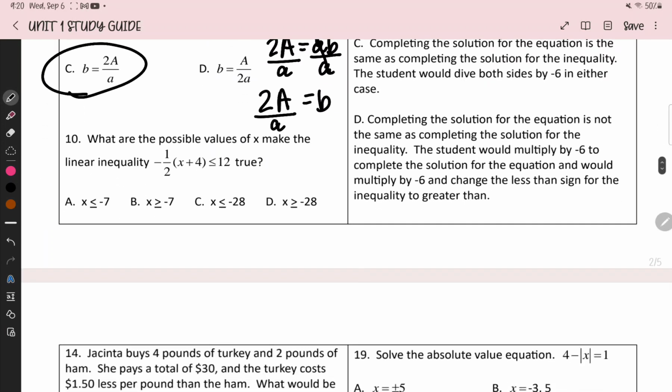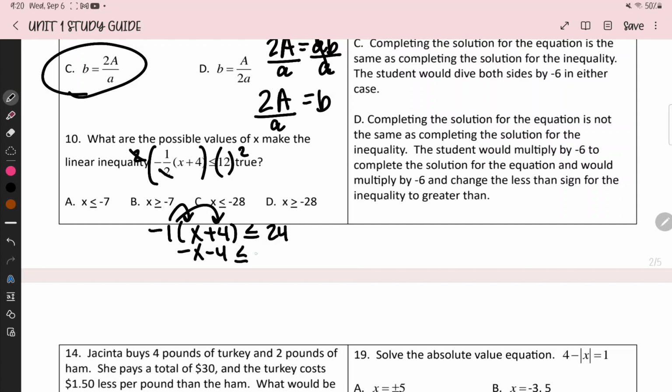Number 10, what are the possible values of X here? So all I'm going to do, again, is get rid of the fraction. I'm going to multiply both sides by my denominator, which is 2. All right, 2 is gone here. Then what I've got is negative 1 times x plus 4 is less than or equal to 24. I'm going to distribute that negative 1. So I've got negative x minus 4 is less than or equal to 24. I'm going to then add 4 to both sides to make that 4 go away. And I'm left with negative x is less than or equal to 28.